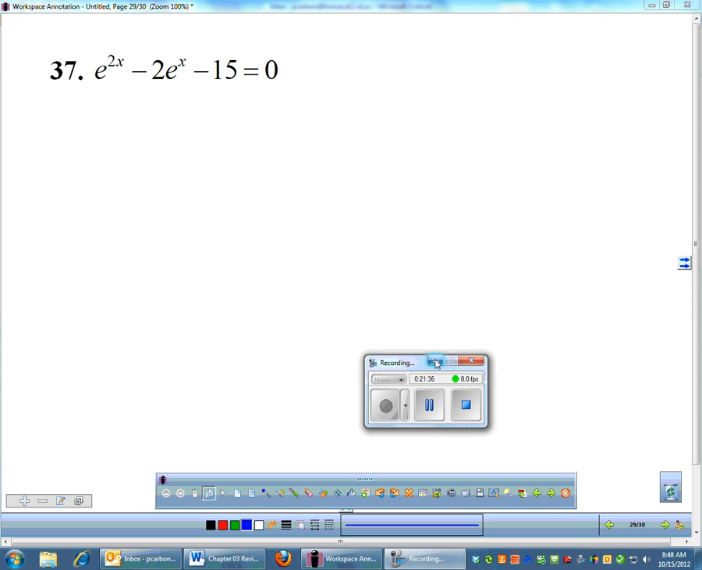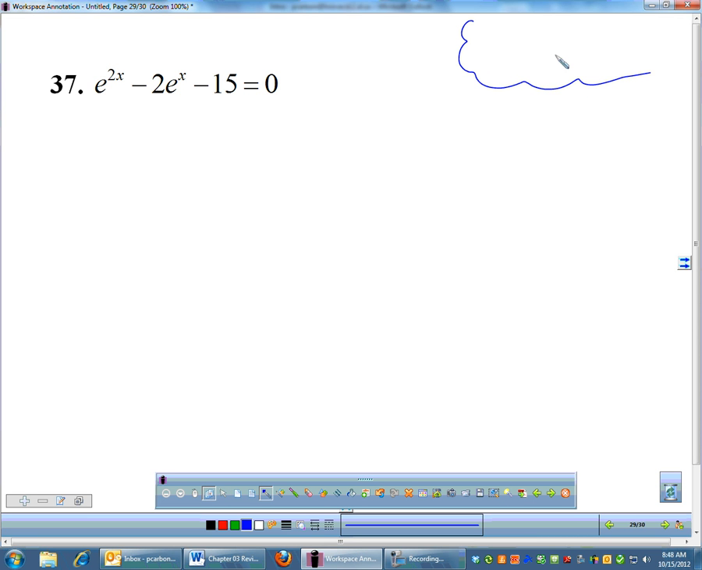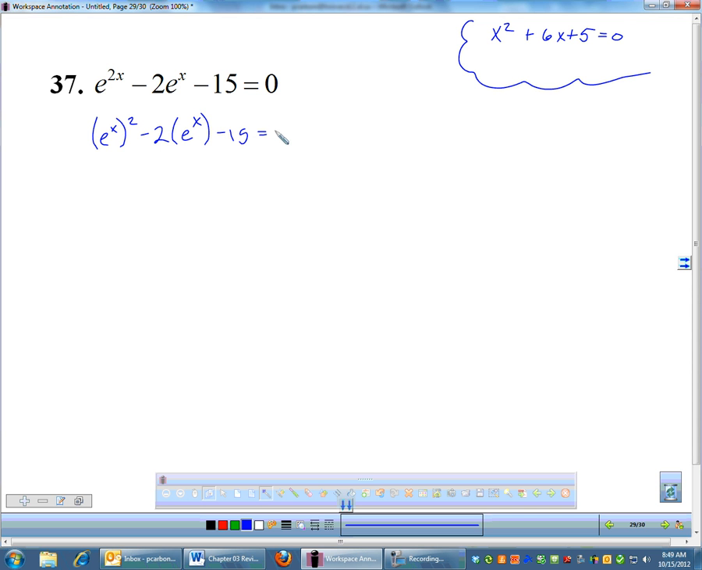All right, 2 more problems. Okay, this one. This is a quadratic form, which means this is a hidden problem that's going to end up working a lot like x squared plus 6x plus 5 equals 0, where you want to solve by factoring. What I'm going to do first is change e to the 2x to e to the x, all squared. And I have minus 2 times e to the x minus 15 equals 0.